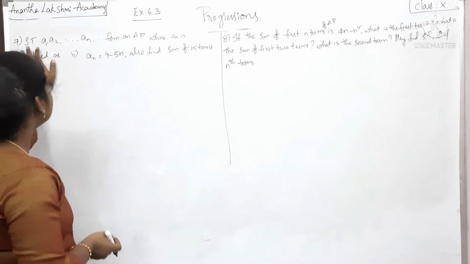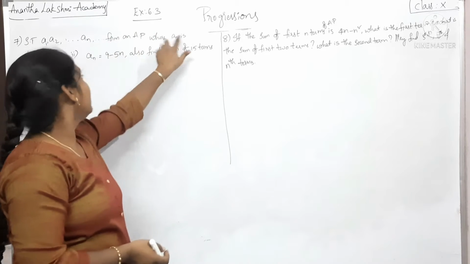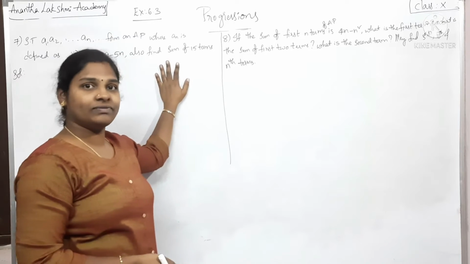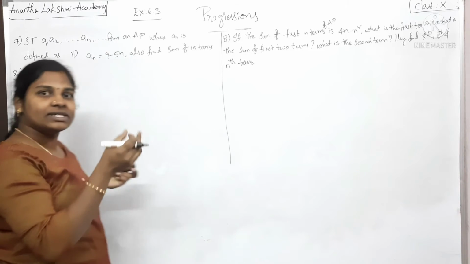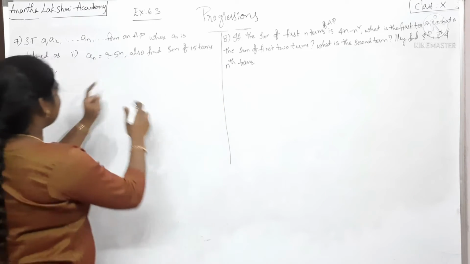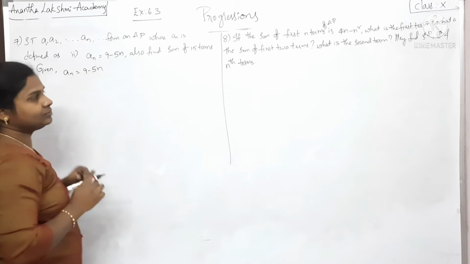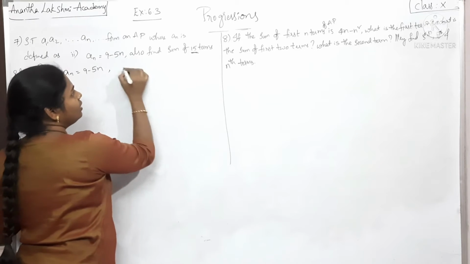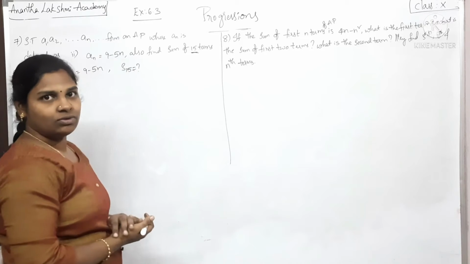Here they are asking us, show that A1, A2 and so on, AN form an AP where AN is defined as 9 minus 5n. Also find the sum of 15 terms. Okay, what is given? Generally earlier they used to give us the series 1, 2, 3 and so on till 10. But here an expression is given, AN is equal to 9 minus 5n, and they are asking us to find the sum of 15 terms. This is what we need to figure out.